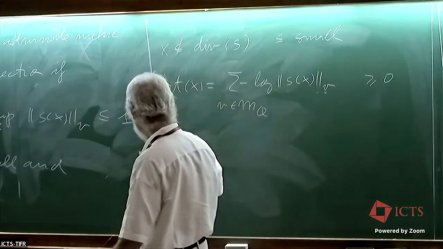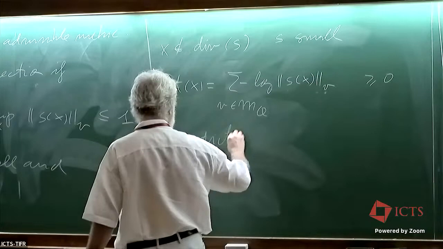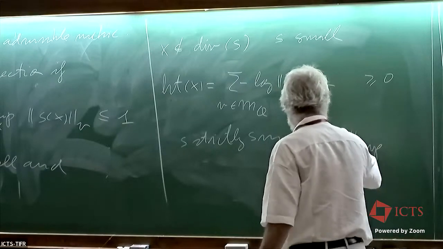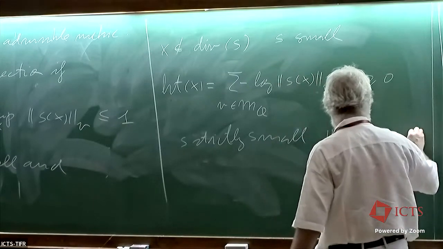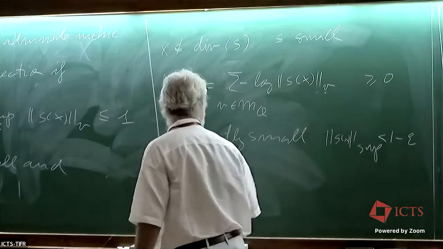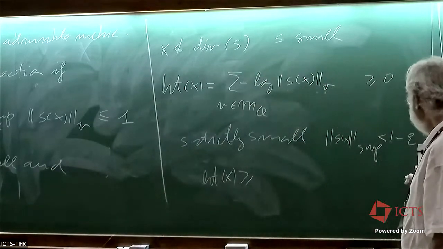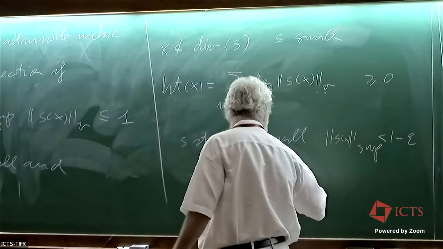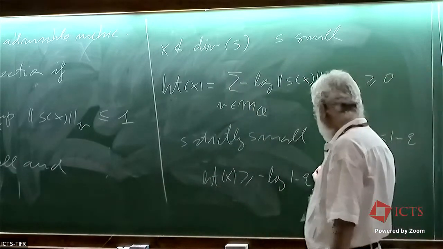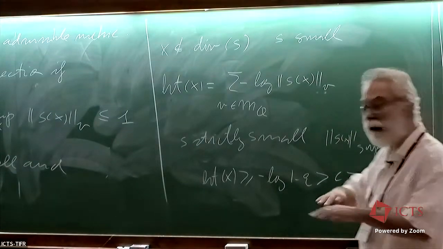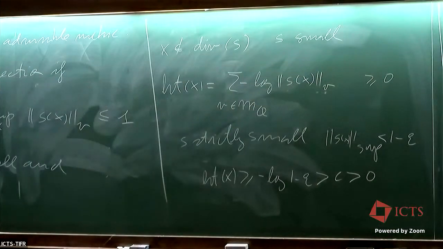But if S is strictly small, then the sup norm of S of X will be smaller than one minus epsilon. And then this will imply that the height of the point X will be bigger or equal than minus log of one minus epsilon, which will be bigger than some constant C strictly bigger than zero. So if I have a strictly small section, then I know that outside a subvariety, all the points will have height strictly bounded below by something positive.